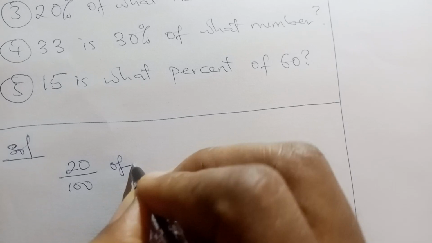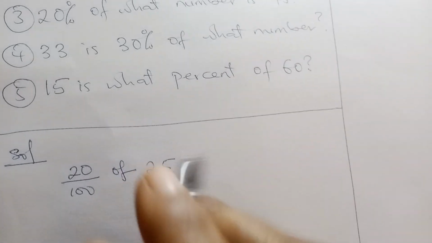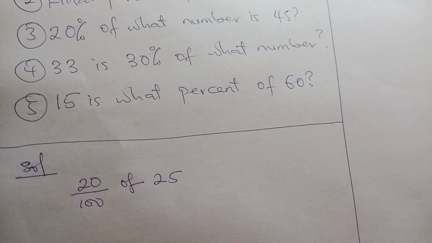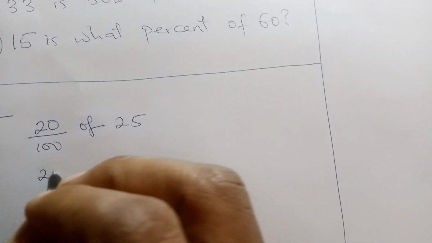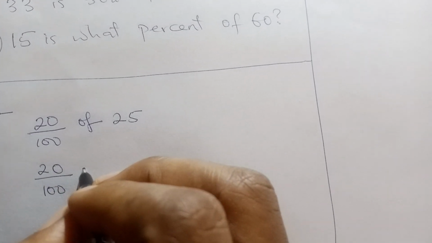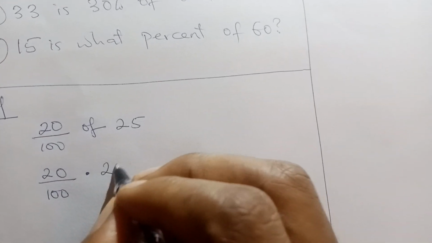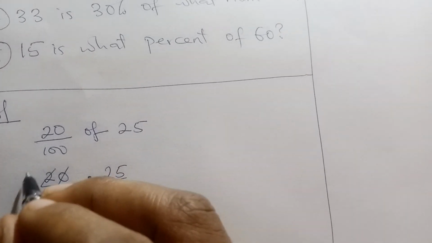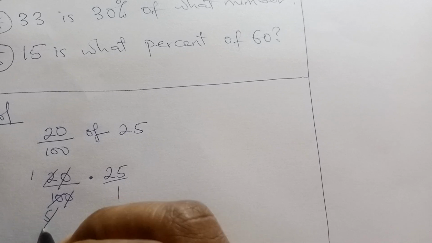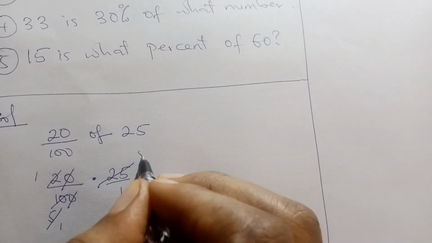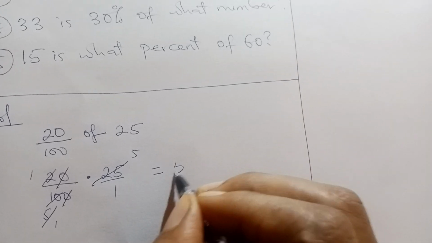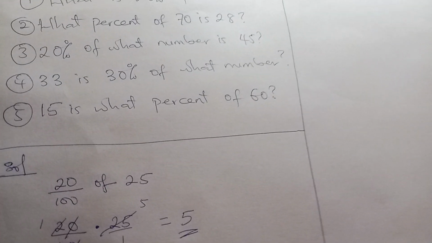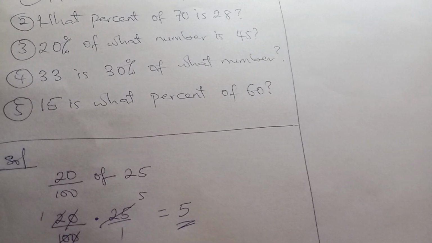20% of 25. This can be written as, we already know that our "of" is times, so we say 20 over 100 times, let's use the dot, and then over 1. So this 0 cancels, 2 here is 1 and 2 here is 5, 5 here is 1 and 5 here is 5. So our final answer is what? 5. Very easy.